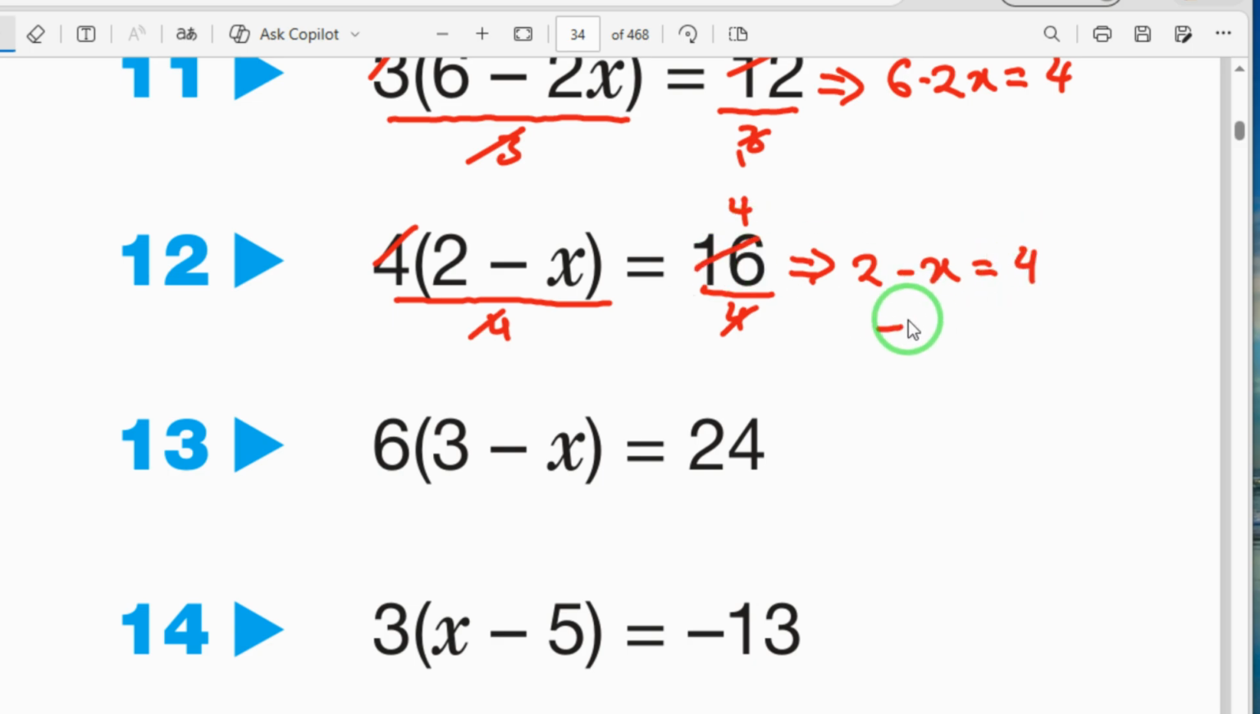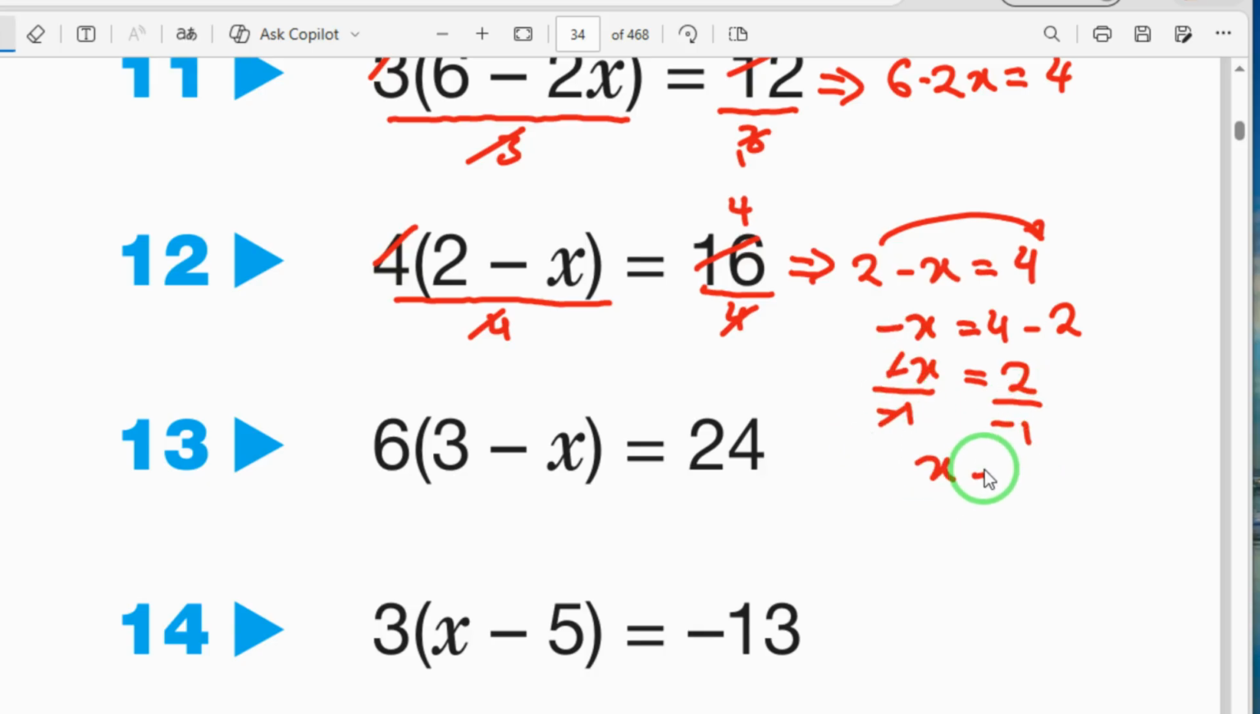Then we keep here minus x equal to 4, and we carry this 2 to the right side, it becomes negative, minus 2. Then minus x is equal to, we subtract the right side here, which remains only 2. Then we divide both sides of the equation by minus 1. Here we simplify, and only x remains, equal to 2 divided by minus 1 equal to minus 2. This is the answer.